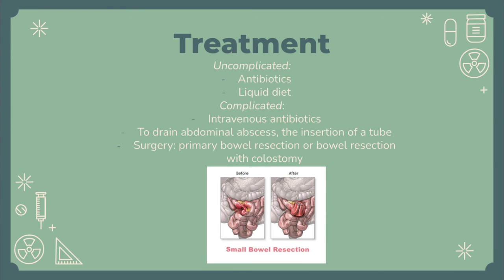For uncomplicated diverticulitis, antibiotics and a liquid diet usually treat the disorder. For complicated, intravenous antibiotics could be used, and a tube can be inserted to drain an abdominal abscess. And for surgery, there's two types. There's primary bowel resection or bowel resection with colostomy.